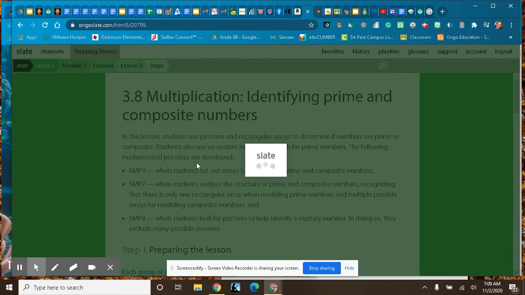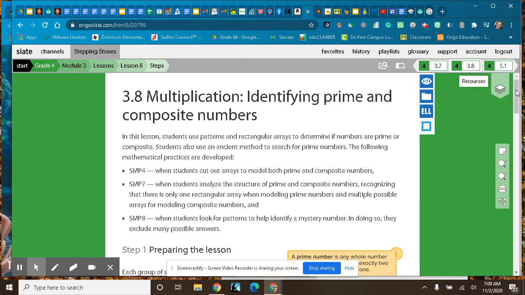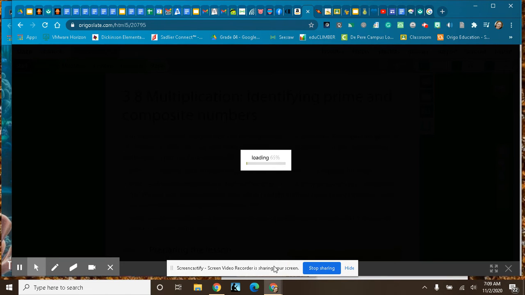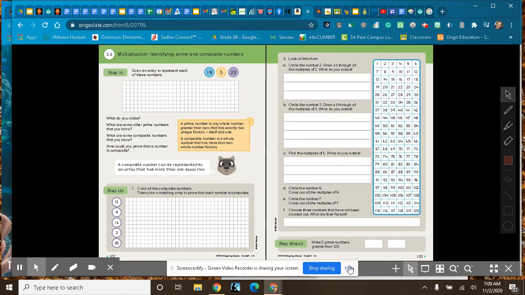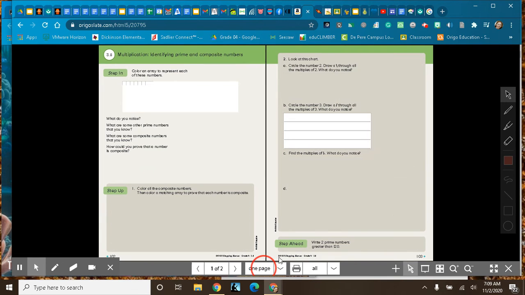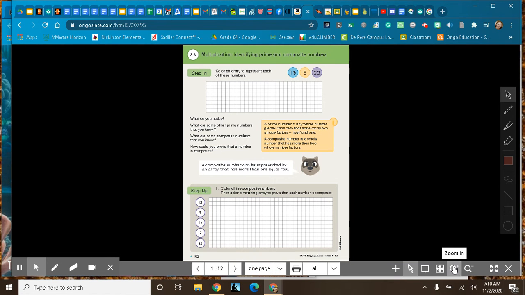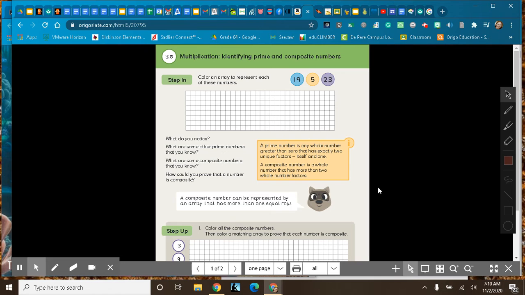I'm sorry, I'm not sure why this logged me out. So hold on a second. All right, and I like to look at just one page at a time. So let's look at page 102. And let's make it a little bit larger. I'm sorry, I'm having some computer issues.